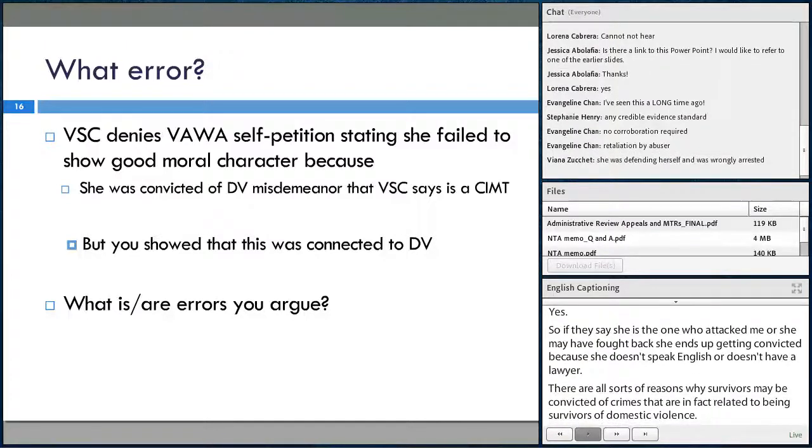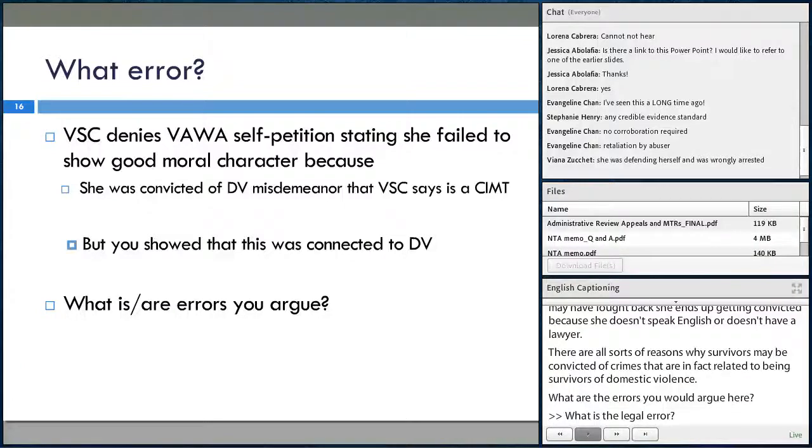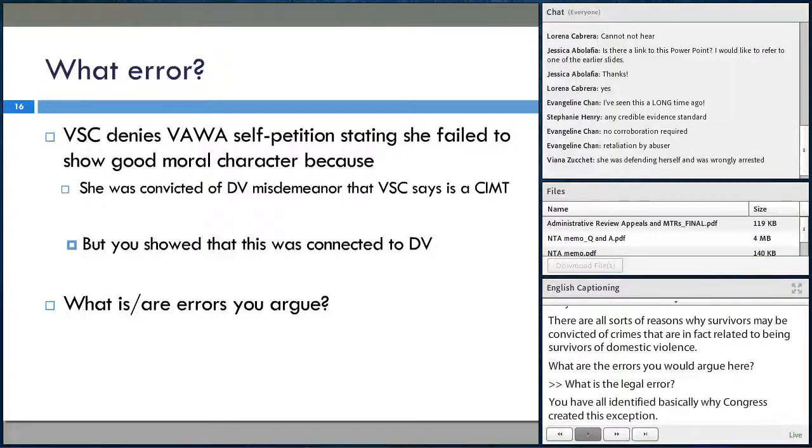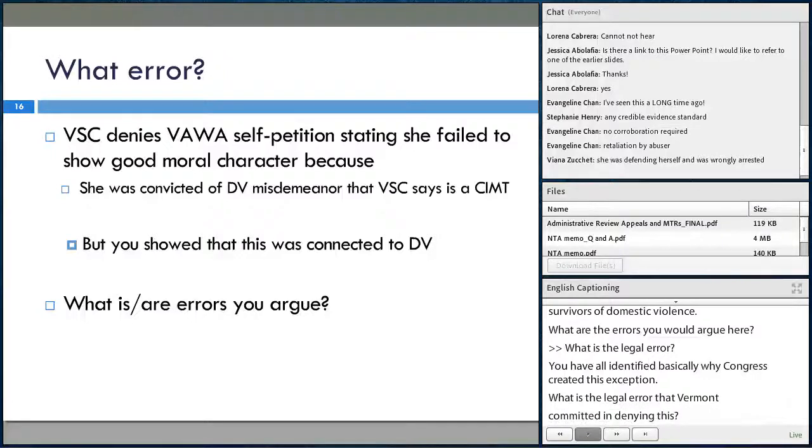And while people are thinking about this, what's the legal error here? You've all identified basically why Congress created this exception. What's the legal error that Vermont has committed in denying it for this reason? What are they failing to mention? So, Amy, I'm going to throw this to you since we're not getting any answers from the crowd.